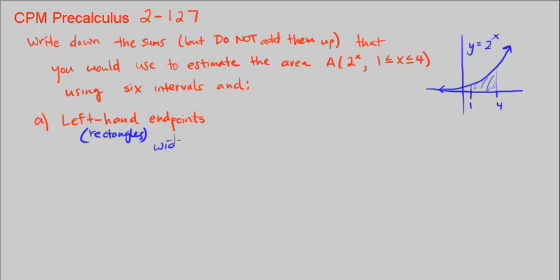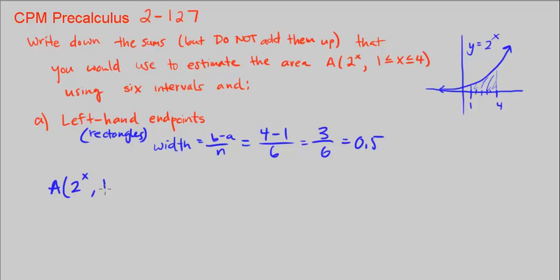So our width is going to be just b minus a over n, and we're going from 1 to 4, so b is 4, a is 1, and n is 6. Okay, so that is just 4 minus 1 is 3 over 6 is 0.5. All right, so I know the width of each region is 0.5, right? And then the area I'm basically going to estimate is going to be the area of my function 2 to the x between 1 and 4.